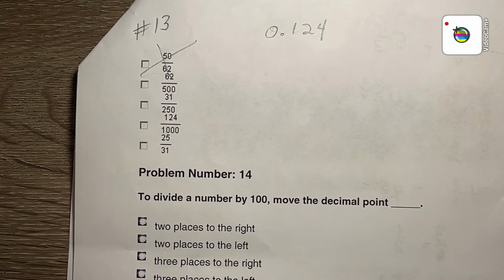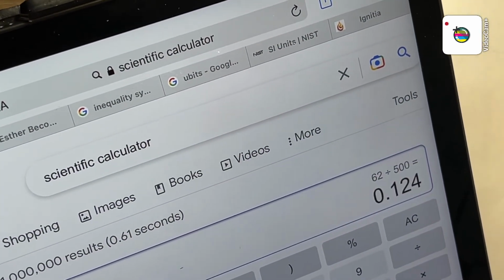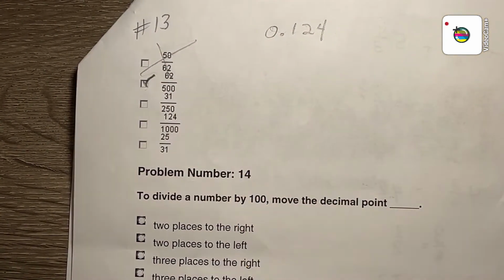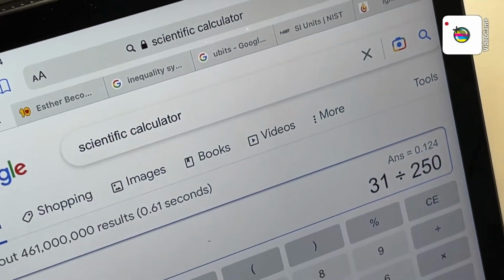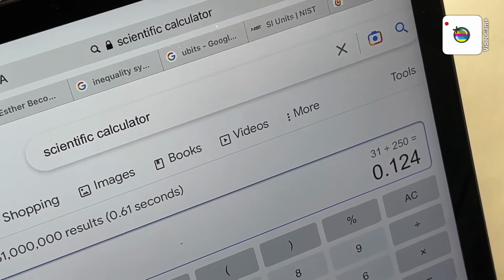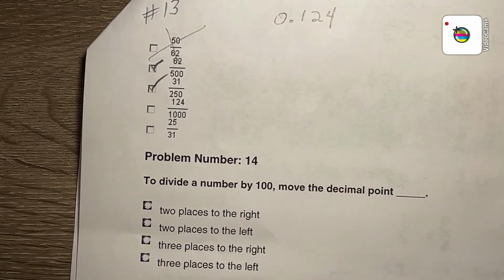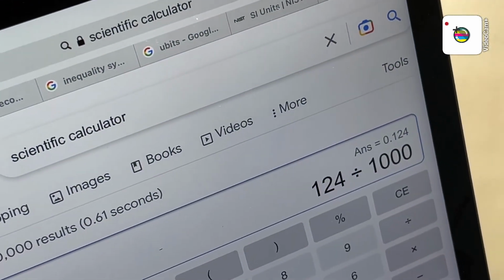62 divided by 500 is 0.124. So, this one is equivalent. 31 divided by 250 is 0.124. Yes. This one's kind of self-explanatory.